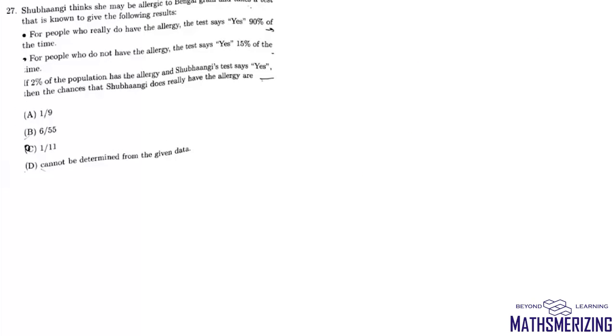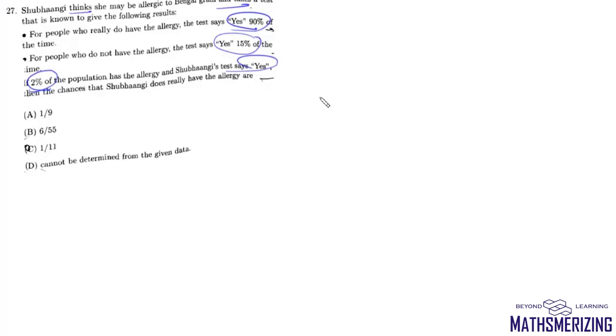Now question number 27, it's a standard Bayes theorem question. We are given that some person is allergic to a certain thing and there is a test for that. This test is known to give the following result. For people who really do have the allergy, the test says yes 90% of the time, and for people who do not have the allergy, the test says yes 15% of the time. If 2% of the population have this allergy and the test says yes, what is the chance that this person really has the allergy?